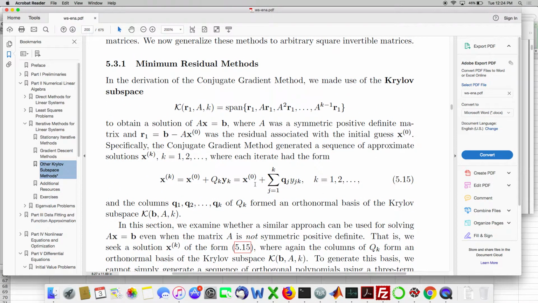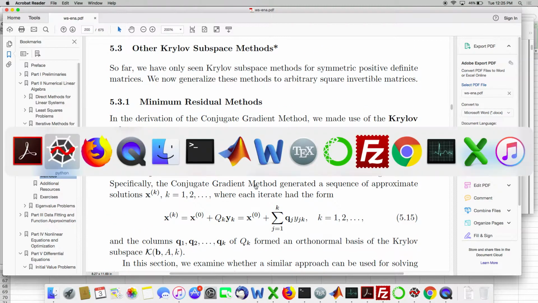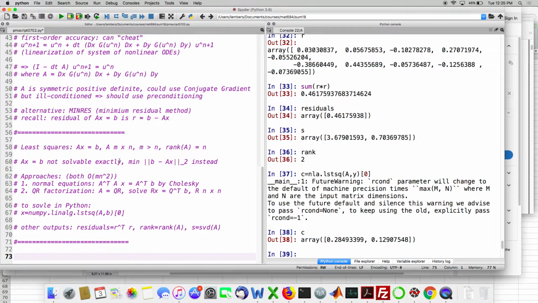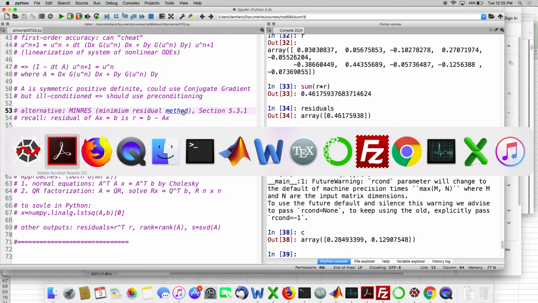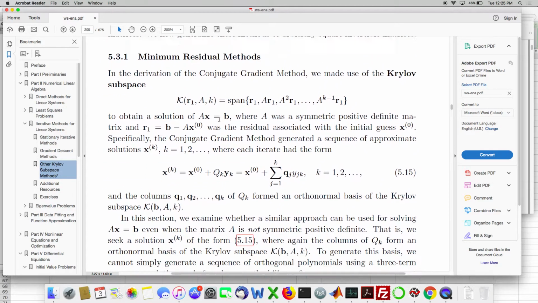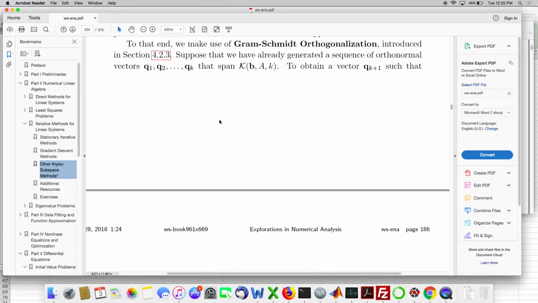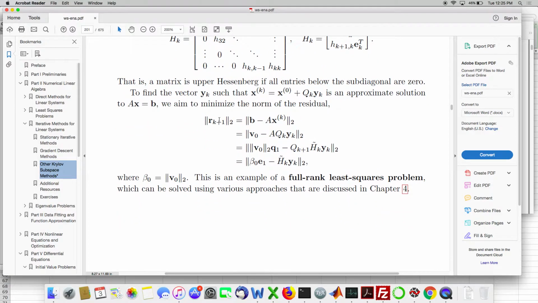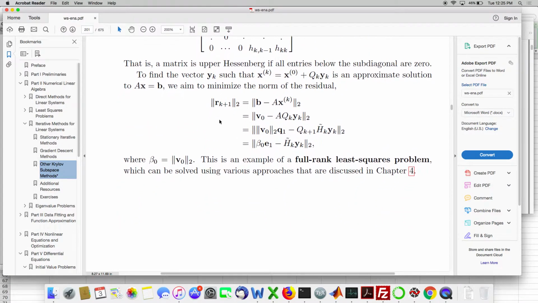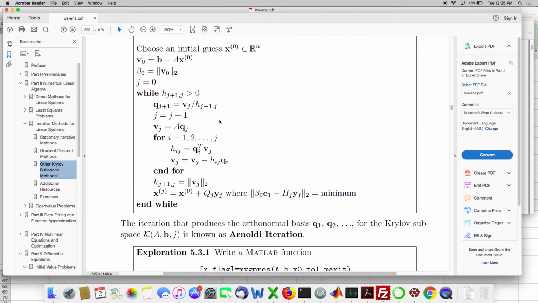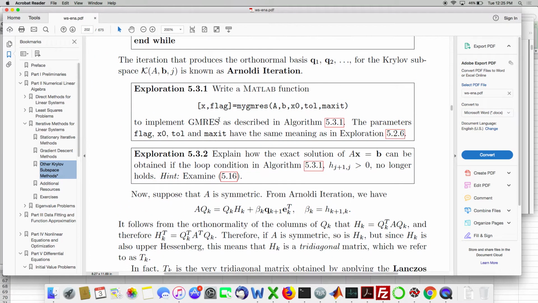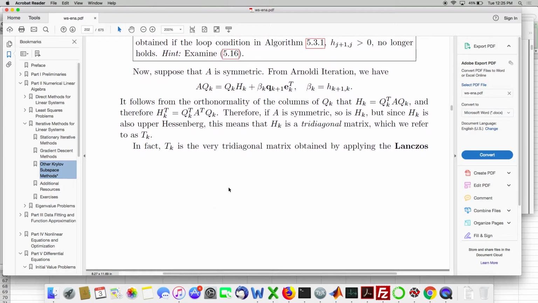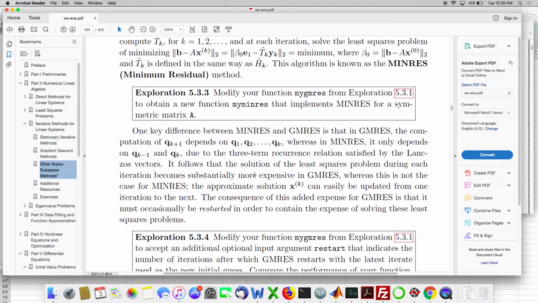Minimum residual method. I'll make this note here. So MINRES in particular, section 5.3.1 is where MINRES is derived. I won't bother with a whole derivation in this case. What I'm doing there is actually deriving GMRES for a general unsymmetric matrix, and here's the algorithm. But in the case where A is symmetric, it scales down to MINRES.